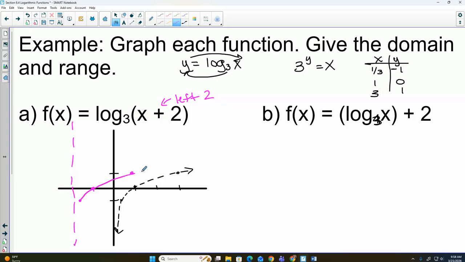Make sure if you move your asymptote that you are drawing it in. And that you make sure when you do your graph that it doesn't cross over that line.